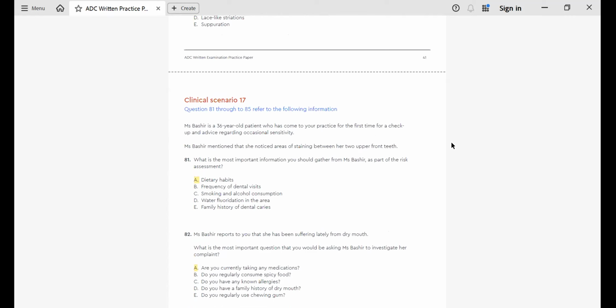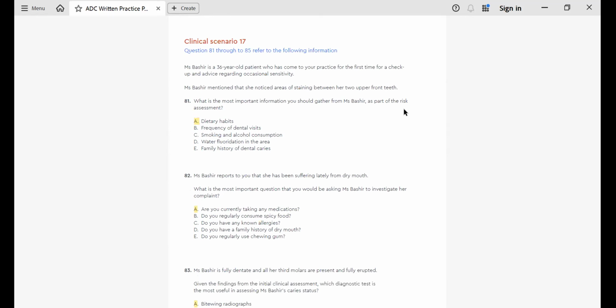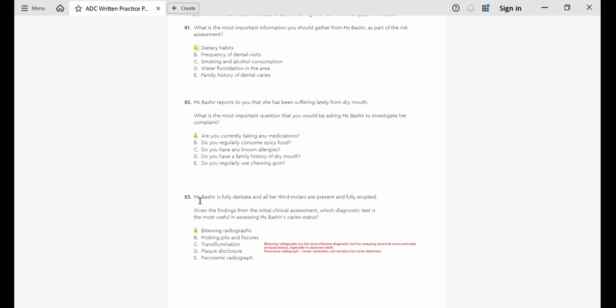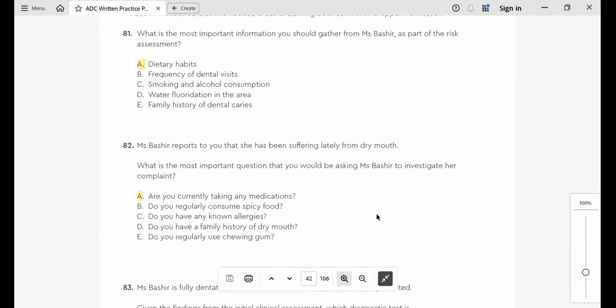Okay, Bashir, a 36-year-old patient with occasional sensitivity and staining between the upper front two teeth. As part of risk assessment, the most important information is dietary habits, of course. Dry mouth, suffering lately. Are you currently taking any medication? Number one cause of dry mouth. Miss Bashir is fully dentate and all the third molars are present and fully erupted. Given the findings from the initial clinical assessment, which diagnostic test is the most useful in assessing Miss Bashir's caries risk? All right.